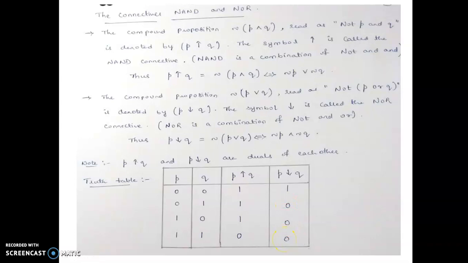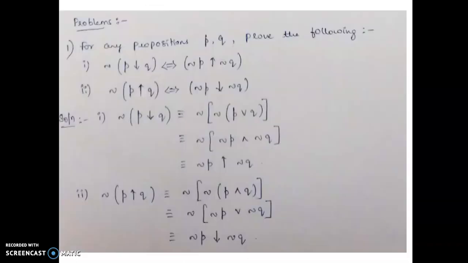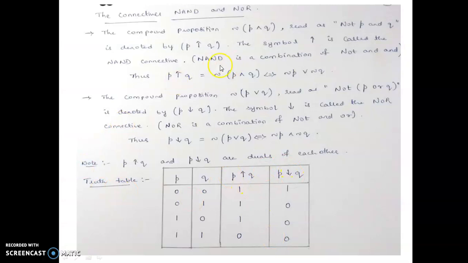And this is about the NAND and NOR connectives. That is the definition and the truth table of NAND and NOR. Coming to the examples, you need to remember these substitutions: wherever NAND comes, it can be written as negation of P and Q, and wherever there is a NOR, it can be replaced with negation of P or Q. If we know these substitutions, we can simplify the problems.